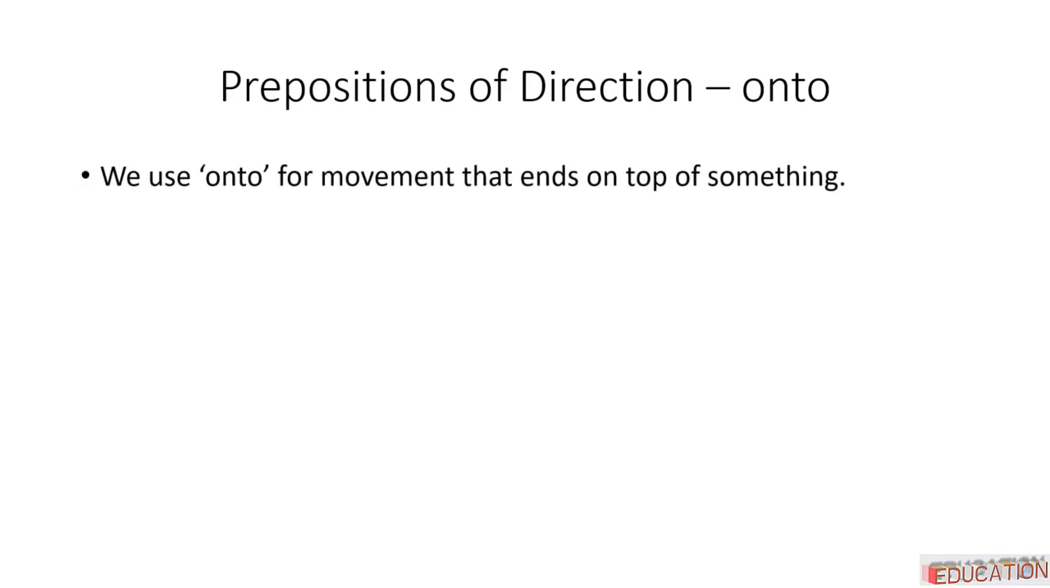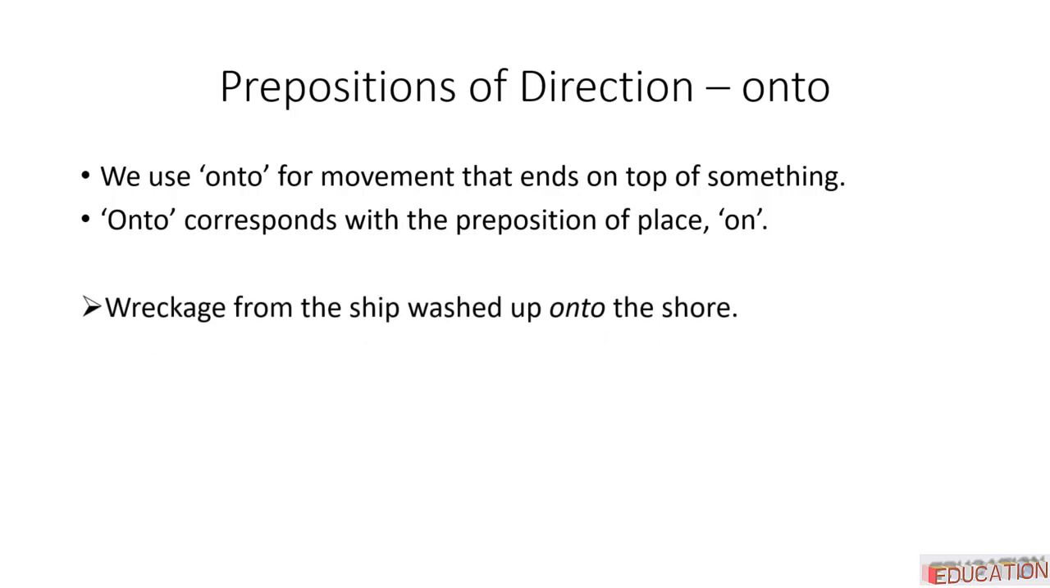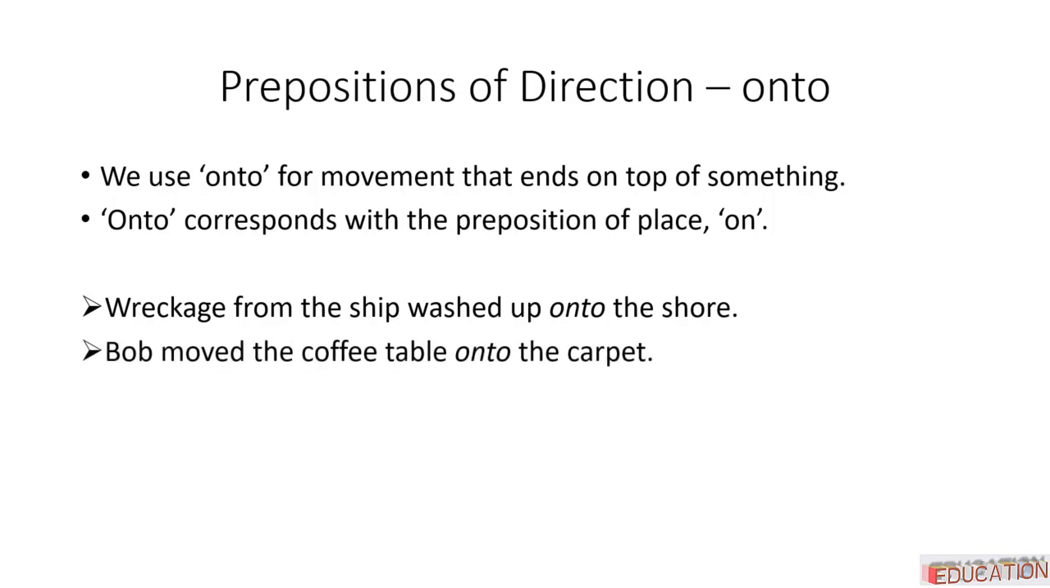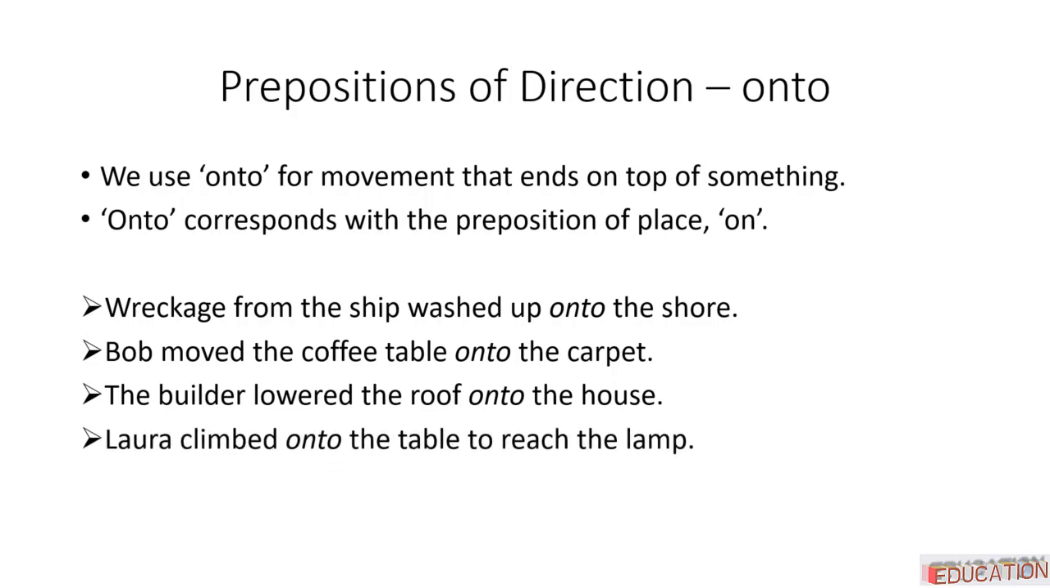We use onto for movement that ends on top of something. And onto, preposition of direction, corresponds with on, its preposition of place. So wreckage from the ship washed up onto the shore. Bob moved the coffee table onto the carpet. The builder lowered the roof onto the house. Laura climbed onto the table to reach the lamp.